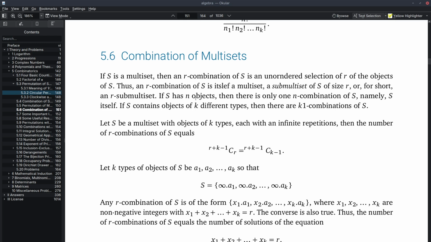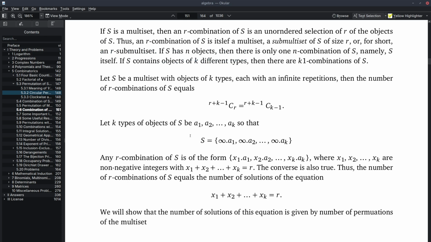If S has n objects, then there is only one n combination of S, namely S itself. If S contains objects of k different types, then there are 2 to the power k combinations of S. Let S be a multiset with objects of k types, each with infinite repetition, then the number of R combinations of S equals (R plus k minus 1)CR, which is equal to (R plus k minus 1)C(k minus 1).